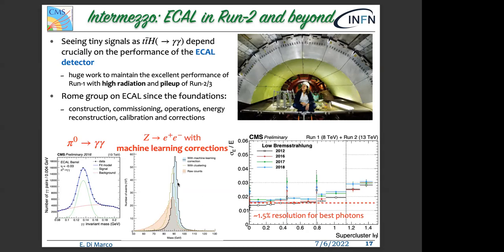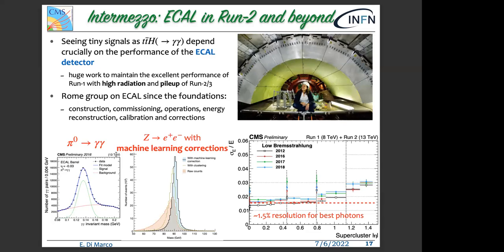Since I started in CMS, I have worked on H to gamma gamma and on the ECAL calibration. So I know that it's very difficult to bring this to the level that we had for the discovery, and also to maintain with Run 2 the same performance as Run 1. This is because now, with the LHC pushing luminosity, all the detectors move in time. So we have to follow all the possible drifts and jumps of the detector. ECAL, for example, is very sensitive to radiation, and we are following this in many ways.